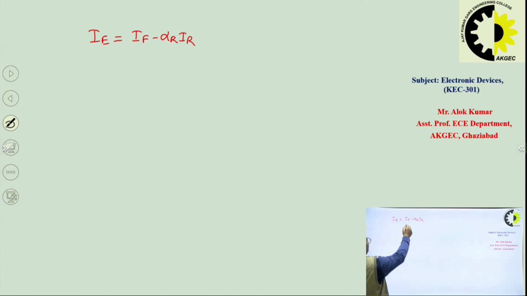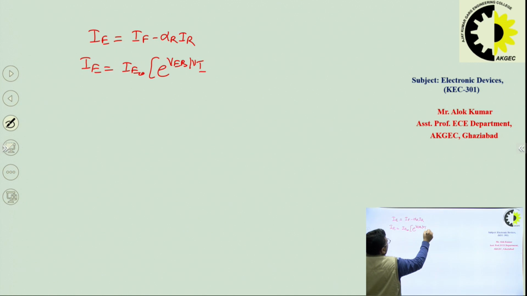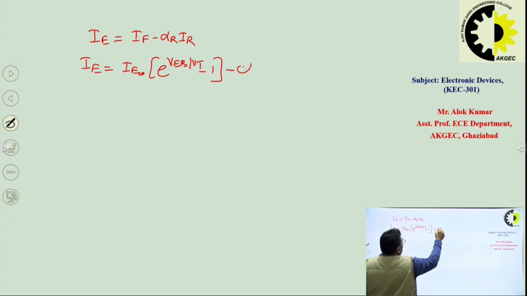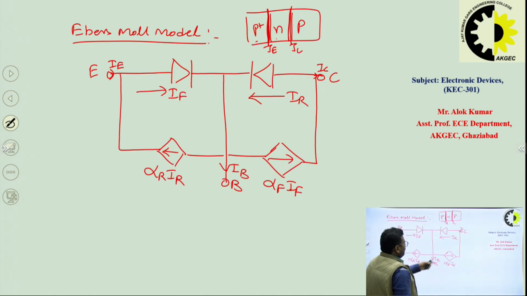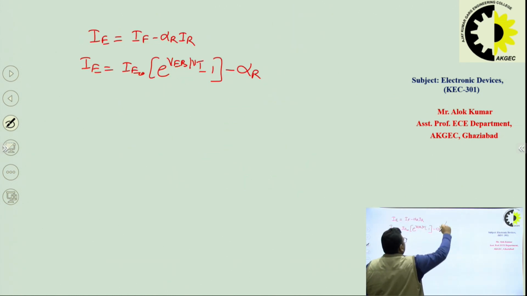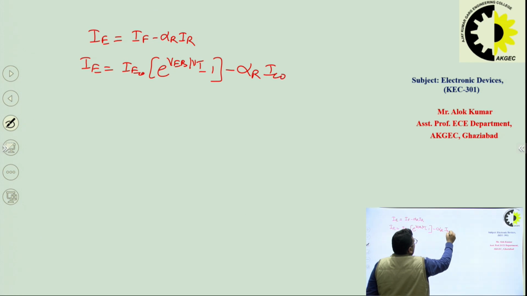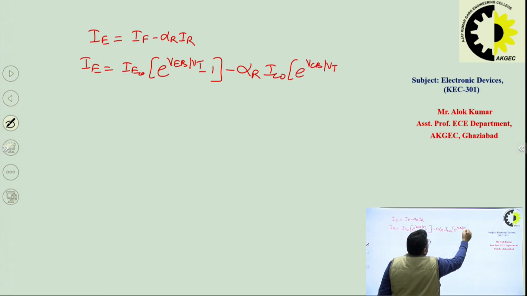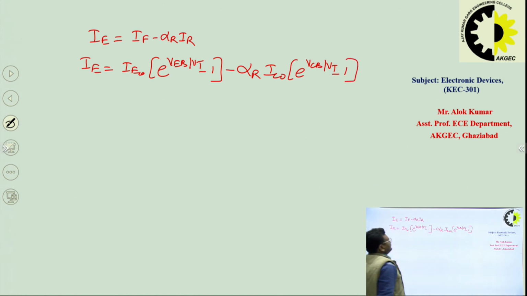And IF is the forward current. So I can write IE will be equal to IE naught into e to the power VEB upon VT minus 1, minus alpha R into IR. IR is the current flowing through this diode, so it will be IC naught into e to the power VCB upon VT minus 1. So this will be the value of the emitter current.